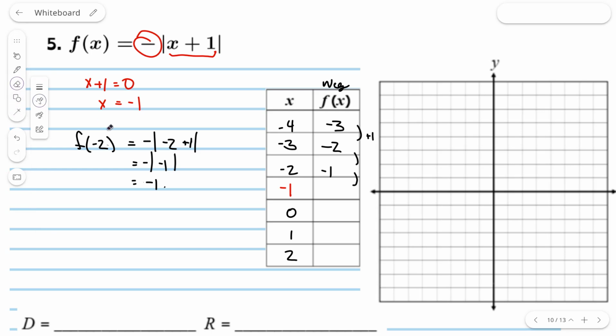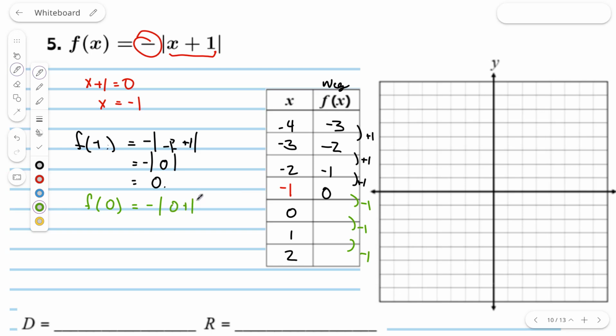Now I'm going to plug in a -1, and that's going to give me a 0. Absolute value of 0 is 0. The negative of that is 0. So all I did was increase by 1 each time. So what I should be doing next is starting to decrease by 1 each time. And so let's see what happens. So if I have f of 0, that's a negative of 0 plus 1. So negative of 1, absolute value of 1, so -1.